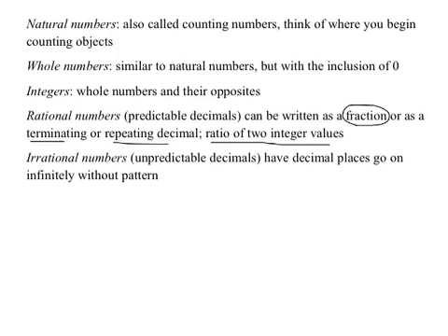Irrational numbers have decimal places that go on infinitely without any pattern. That's the key: decimal places without any pattern. It is unpredictable.